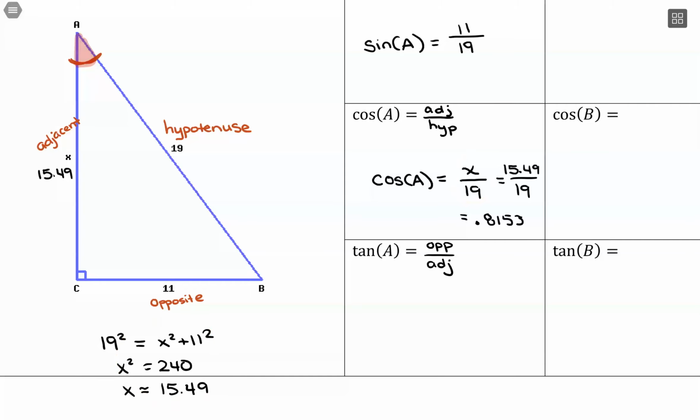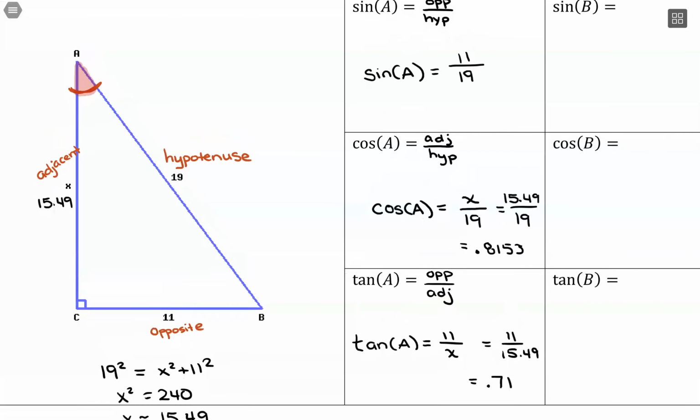All right, and then for tangent, opposite over adjacent. So opposite is 11, adjacent is x, and if I went ahead and filled in what we solved for, we would have 11 over 15.49, which is 0.71. All right, so with these, we were standing at angle A and had opposite and adjacent.